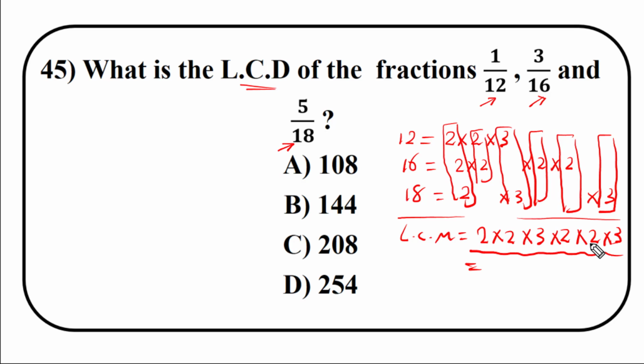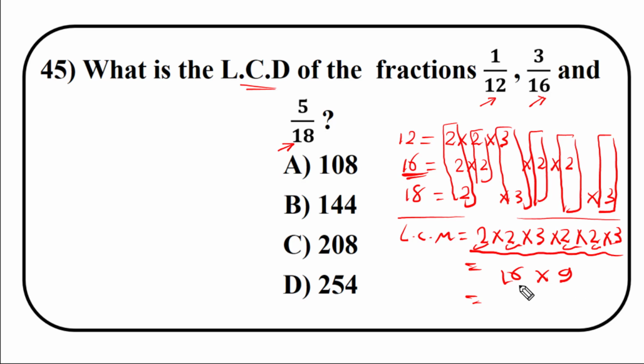Now ask yourself, how many 2's we have? We have 1, 2, 3, 4. 4 2's means what guys? Means 2 times 2 times 2 times 2 equals what? Here we have 16 times what? 3 times 3 equals 9. So 16 times 9 is what? Is the LCM. You can find it easy.